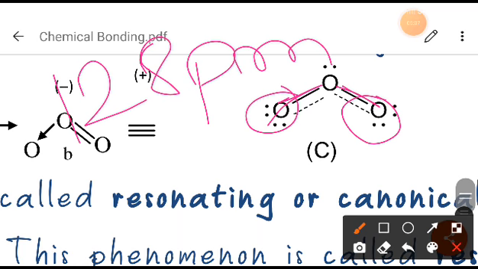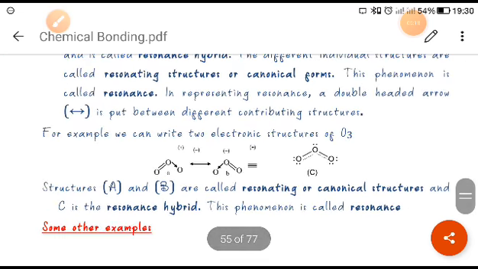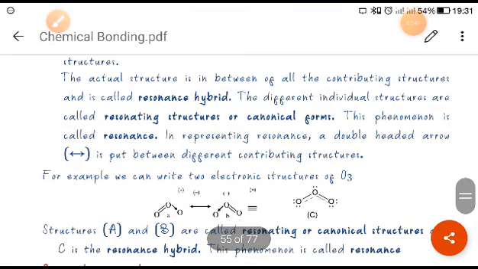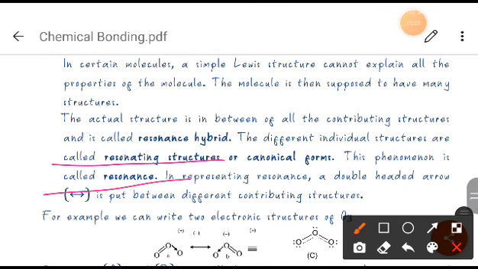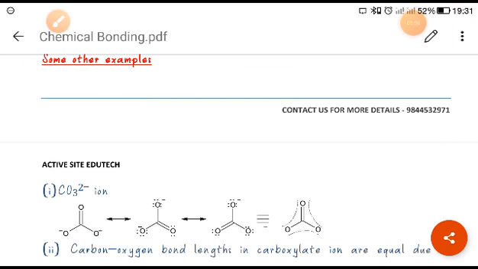So how can we now define resonance? Resonance may be defined as a phenomenon as a result of which molecules can be expressed in different forms, none of which can explain all the properties of the molecule. The actual structure of the molecule is called the resonance hybrid. The definition is also given here. This is called resonance. I hope you have got some idea about resonance.